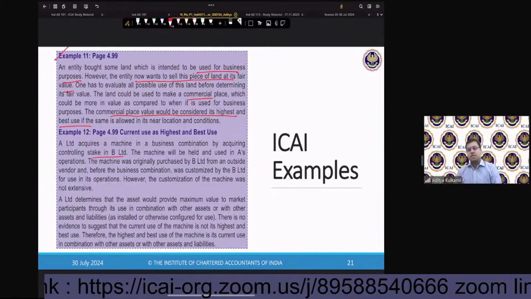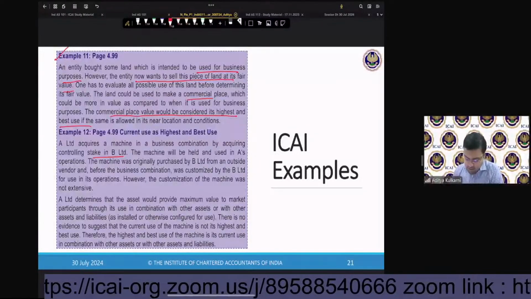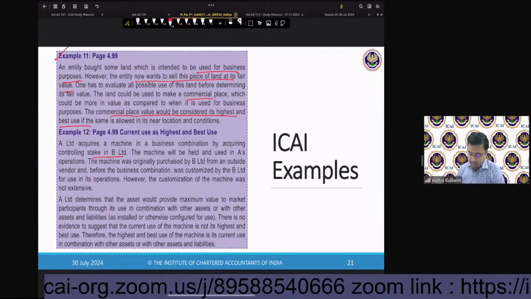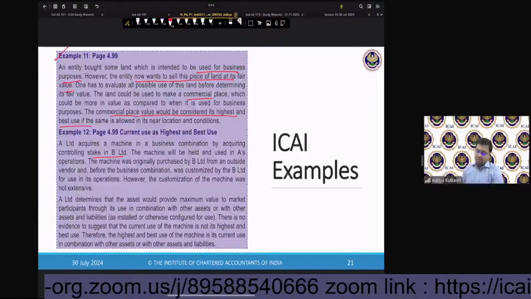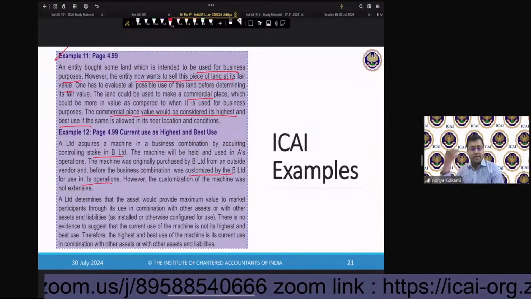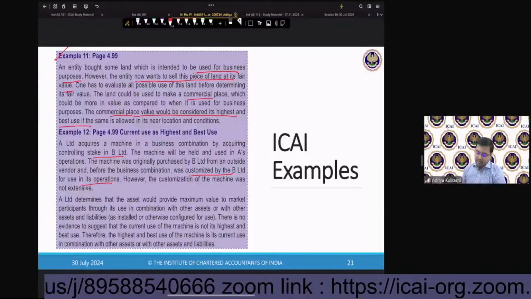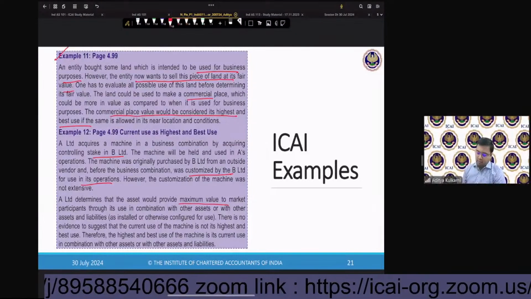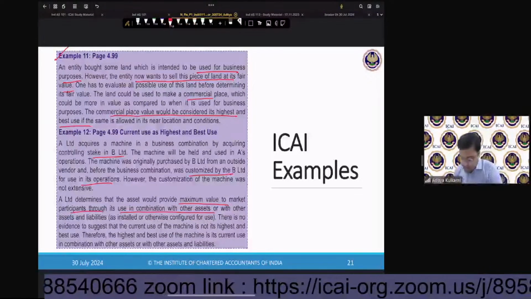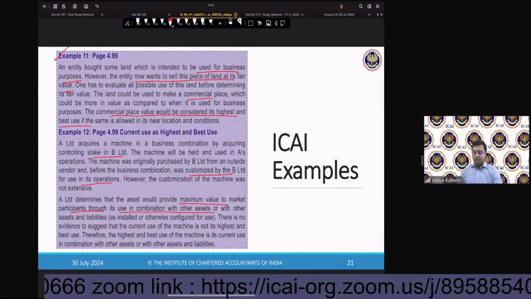So the business combination happened, and under that you got the machinery. The machine will be held and used in A's operations. It was originally purchased by B from an outside vendor, and before the business combination was customized by B Limited for use in its operation, but the customization was not extensive. A determines that the asset would provide maximum value to market participants through its use in combination with other assets or with other assets and liabilities as installed or configured for use.